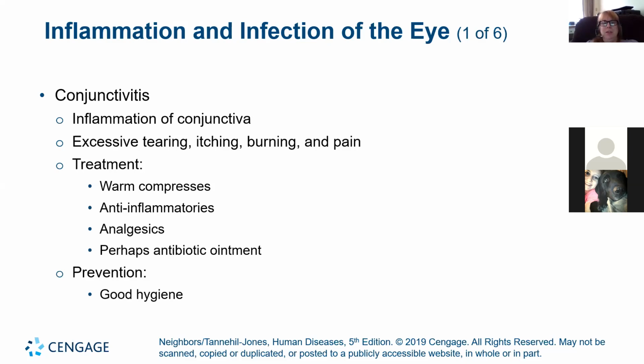Conjunctivitis is an inflammation of the conjunctiva. The conjunctiva is basically the watery coating that covers your eyeball, and it covers the inside of your eyelids. So it almost lubricates the eye on a constant basis. It's very thin, so if there's a tear or an injury, you're going to get a lot of tearing, itching, burning, pain. The first thing you want to do is apply warm compresses, use anti-inflammatories and pain medicine. If it's an injury with infection, they're going to prescribe antibiotic ointment.